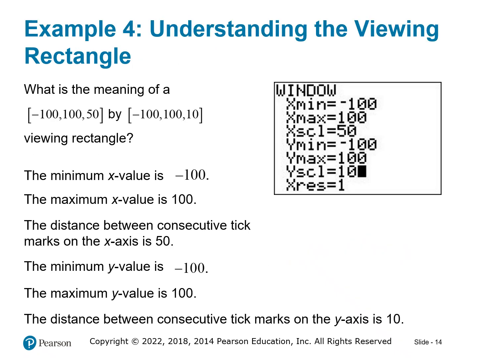So what's the meaning of this? If we have -100, 100, 50, that means our minimum x value is -100, the maximum x value is 100, and those little marks on the axis are going to be 50 for each value there. Minimum y value is -100, maximum y value is 100, and this time on the y-axis we're going by 10, so each little tick mark is a 10.